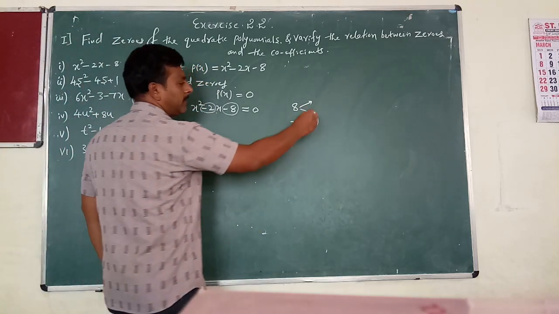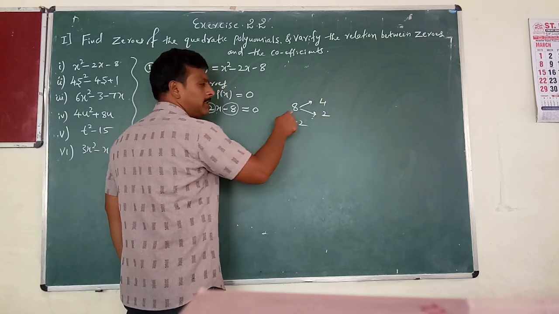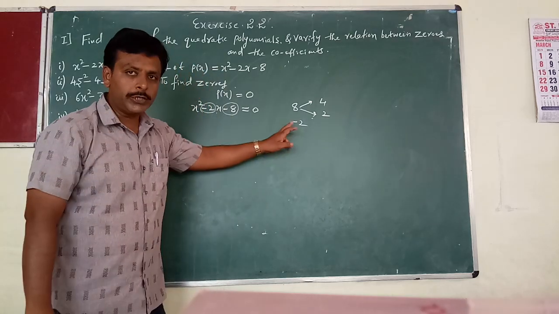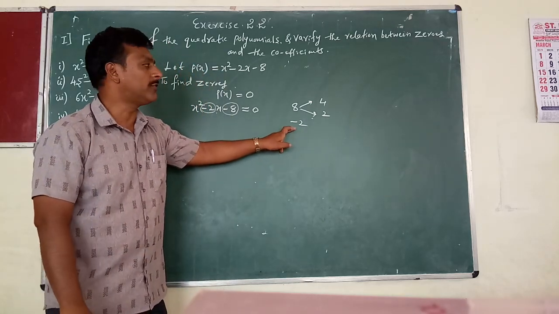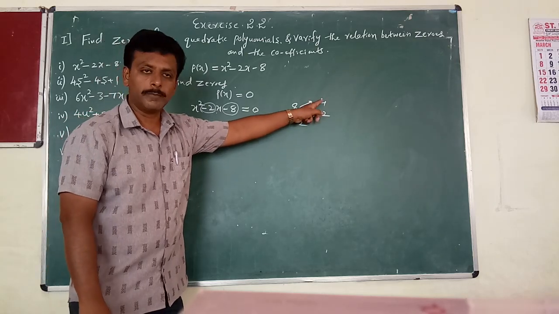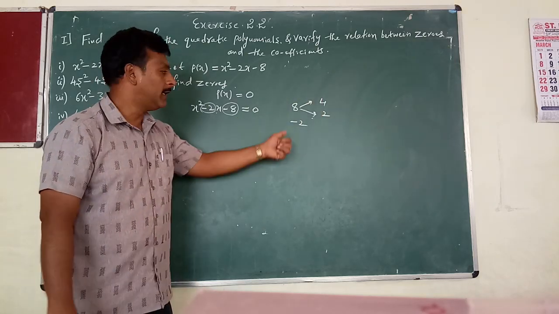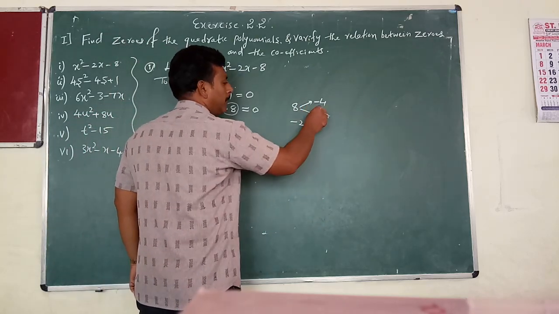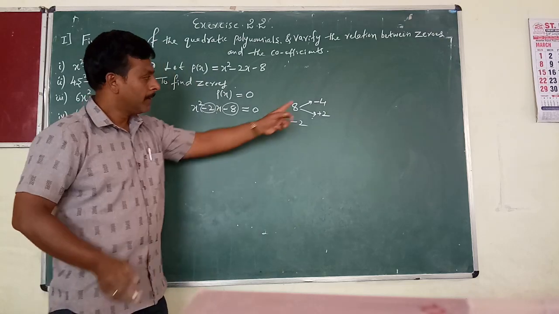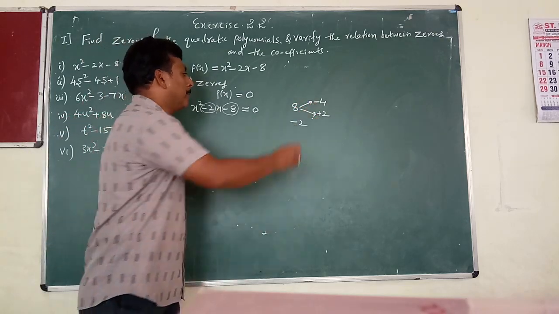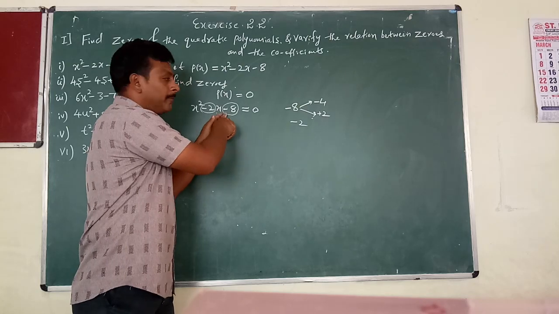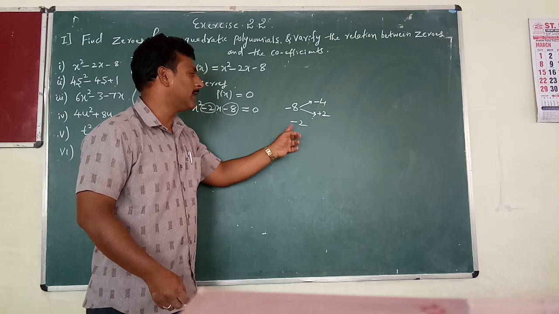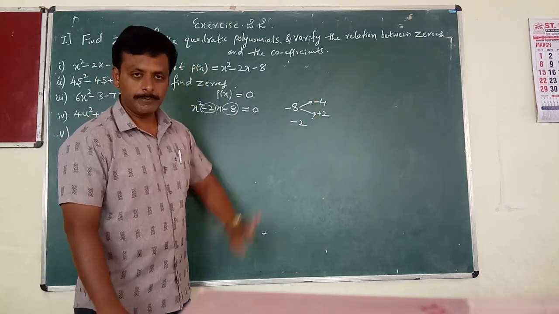How are you going to split 8 so that the difference is equal to minus 2? Can I take it as 4 and 2, 8? 4 minus 2 is 2. So to get 2, we have to subtract 2 from 4. Whenever you are subtracting, if the difference is negative, the big number should be minus and the small number should be plus. Cross check: minus into plus is minus, we want minus 8 only. And minus 4 plus 2 gives us minus 2. So these two are the factors.